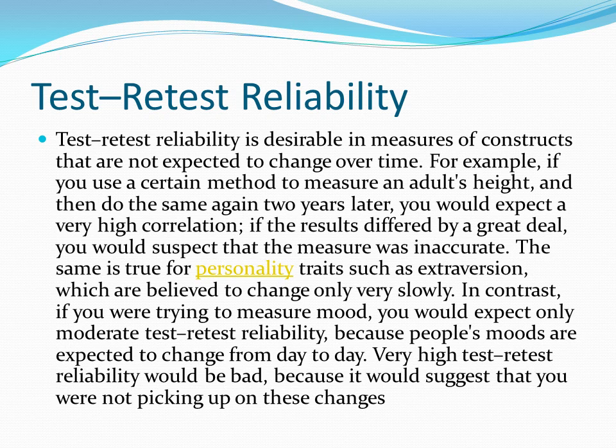The same is true for personality traits, such as being an extrovert, which are believed to change only very slowly. In contrast, if you were trying to measure someone's mood, you would expect only moderate test-retest reliability, because people's moods are expected to change from day to day. Whether they're an extrovert or an introvert is not going to change from day to day. That's pretty constant with their personality. A very high test-retest reliability would be bad, because it would suggest that you weren't picking up on the changes.